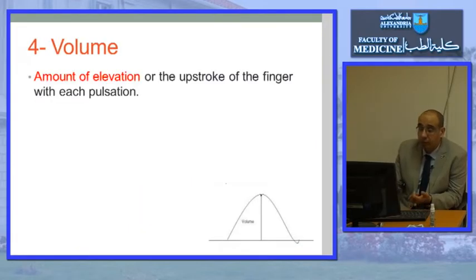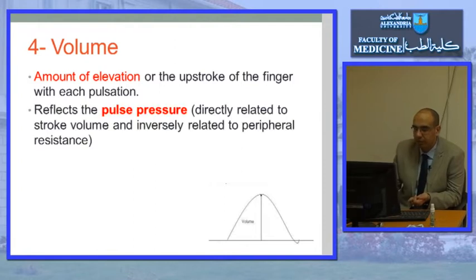What about volume? Volume is the opposite. Force is the amount of pressure exerted by me to occlude the artery. Volume is the amount of elevation of the blood vessel to my fingers. This is volume. It correlates with what is called pulse pressure. What is pulse pressure? Pulse pressure is the difference between the systolic blood pressure and the diastolic blood pressure.